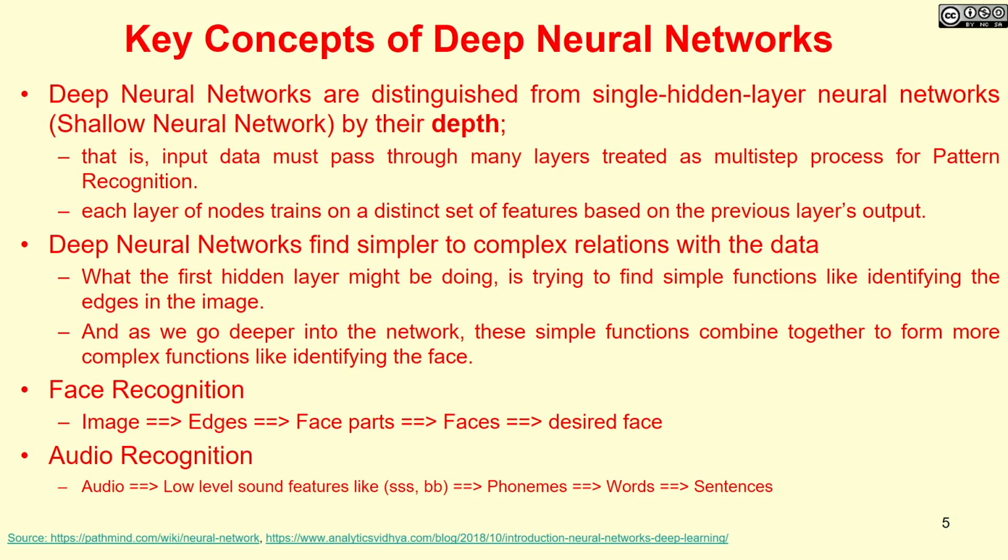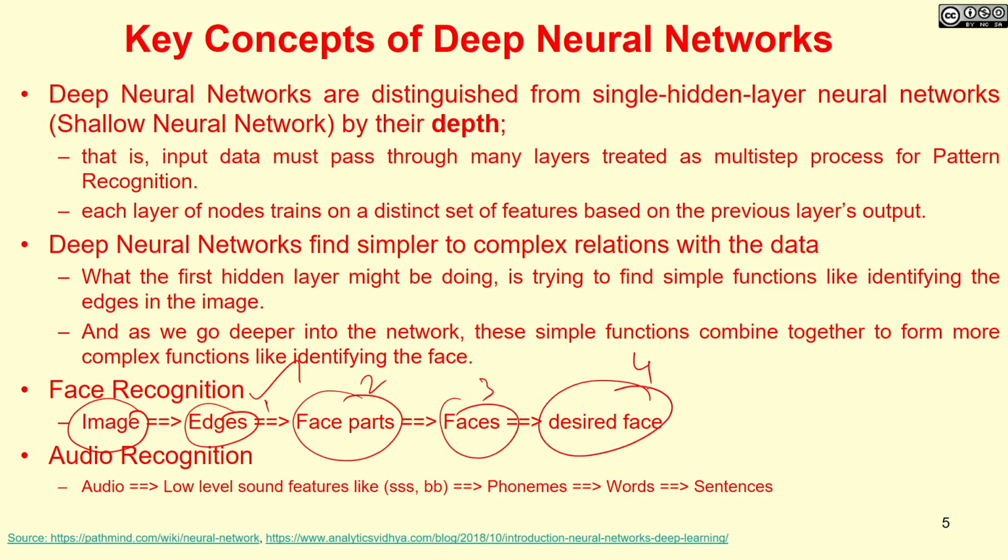So, let me take the first example, face recognition. We are given an input image. So, what is the first task? Identification of the edges. What is the second task? Identification of the face parts. What is the third task? Identification of the face. What is the fourth task? Whose face it is? That is categorizing the face.